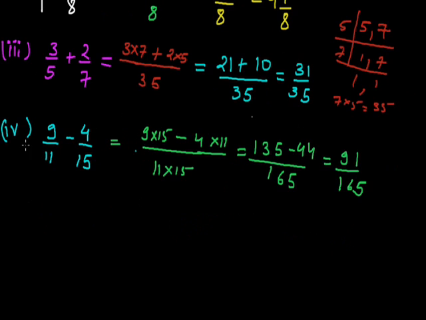Now in this question we haven't taken out the LCM by the process, since I know that 11 and 15 do not have anything common in them. So simply the LCM of both the numbers will be the product of the two numbers.